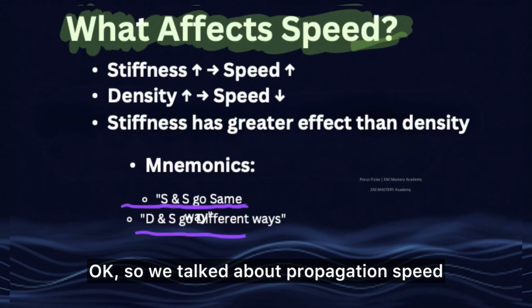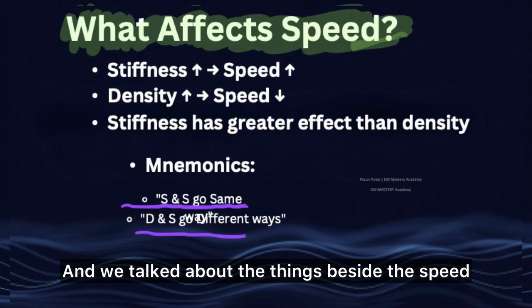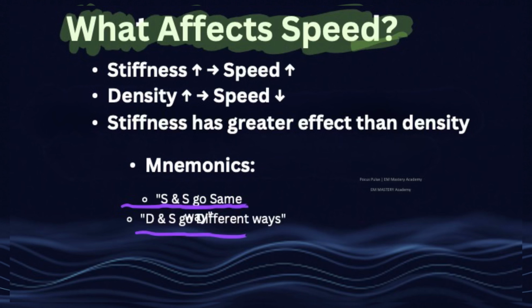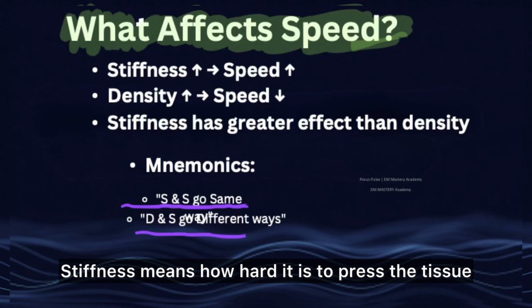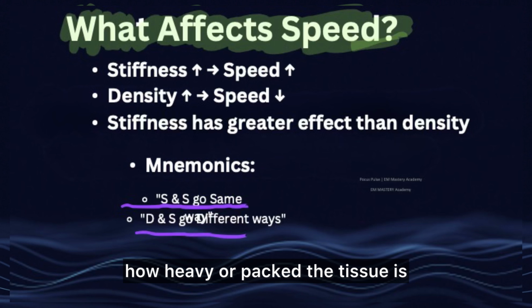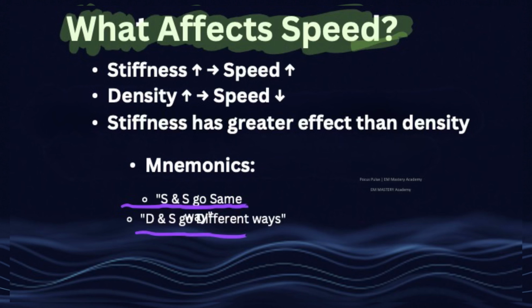Okay, so we talked about propagation speed, and the things that decide the speed: stiffness and density. But what is stiffness? What is density? Stiffness means how hard it is to press the tissue, and density means how heavy or packed the tissue is. How can we remember them?